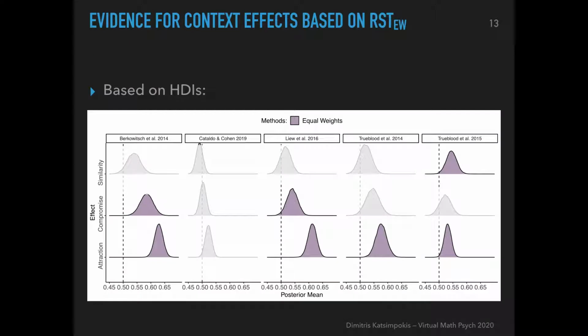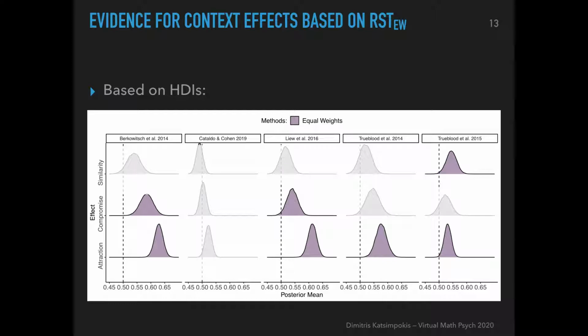Also, it was interesting finally to look at the evidence for the existence of context effects that is provided by the equal weights model that we're proposing in this presentation. And here you can see the shaded areas are the cases where the HDIs include 50%, which is the null hypothesis, according to the equal weights RST model. As you can see, only a few similarity and compromise cases reject the null hypothesis, while most cases strongly support the existence of the attraction effect.